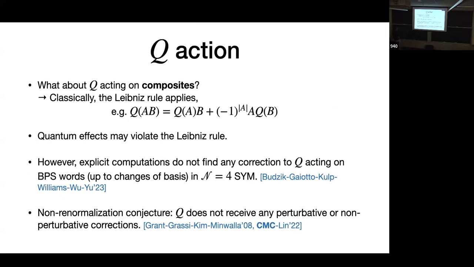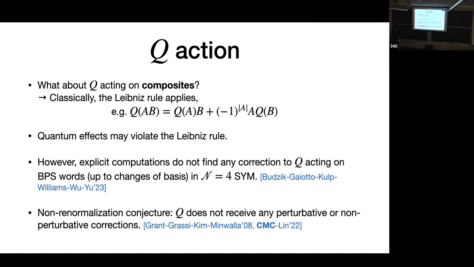And so the quantum effect may violate the Leibniz rule, and that's possible. However, there is some explicit computation done by this group of people at PI, and they found that there's no correction to Q acting on BPS words, up to some change of basis, in N=4 SYM. Perturbatively or not? Only perturbatively, and their computation is just up to a certain loop order. Yes.